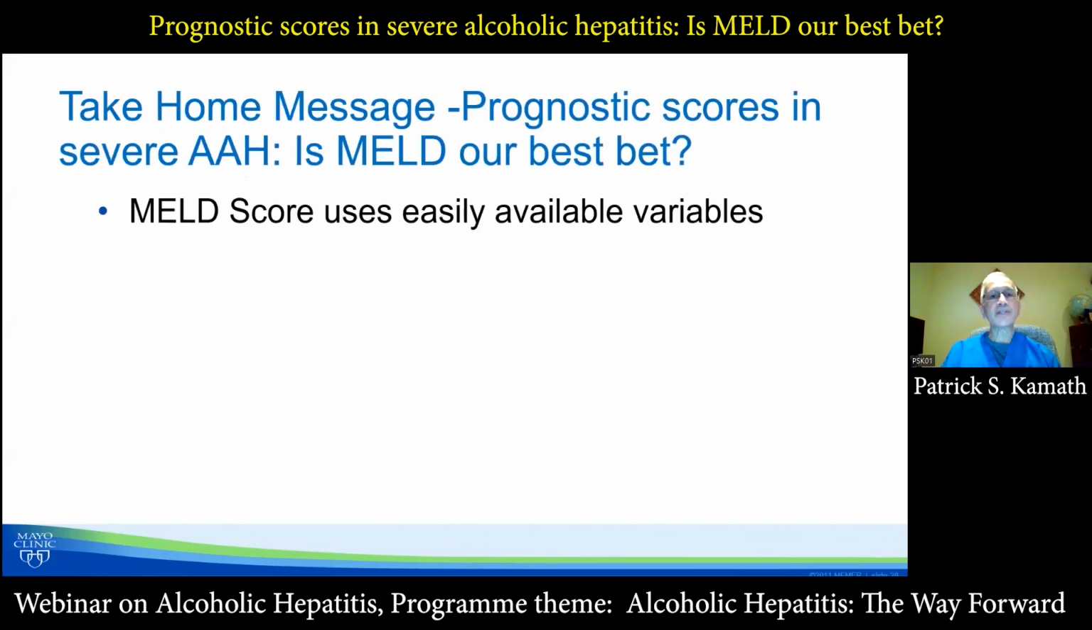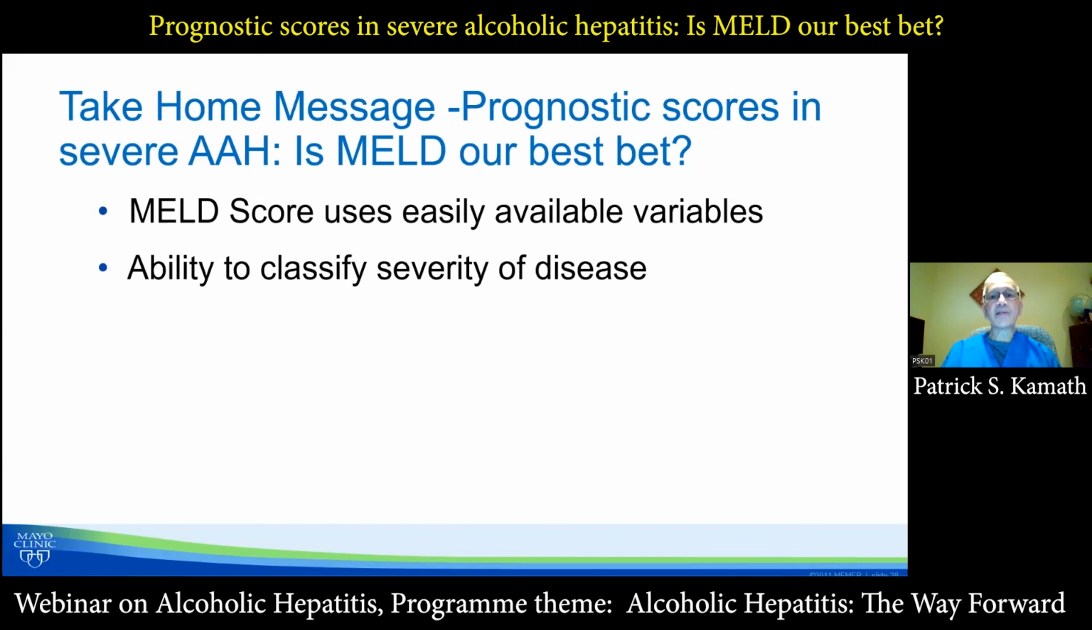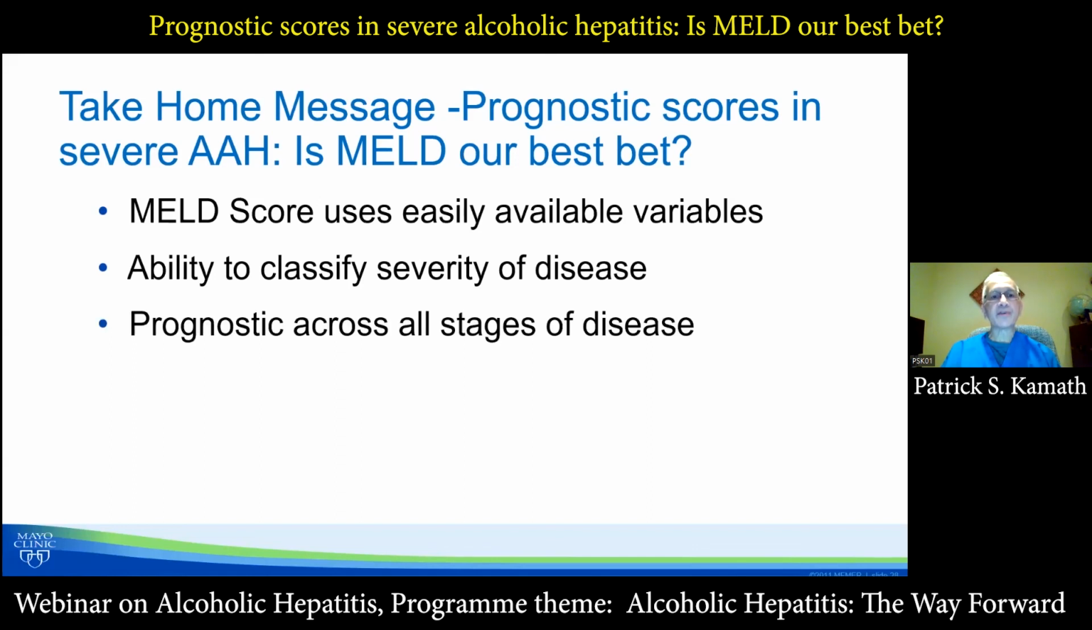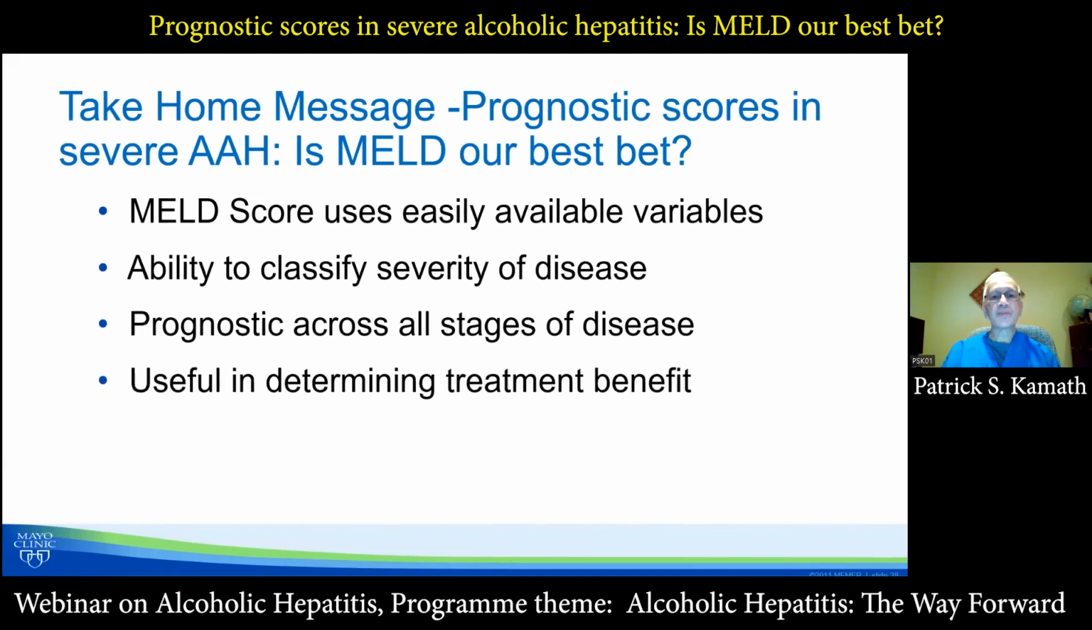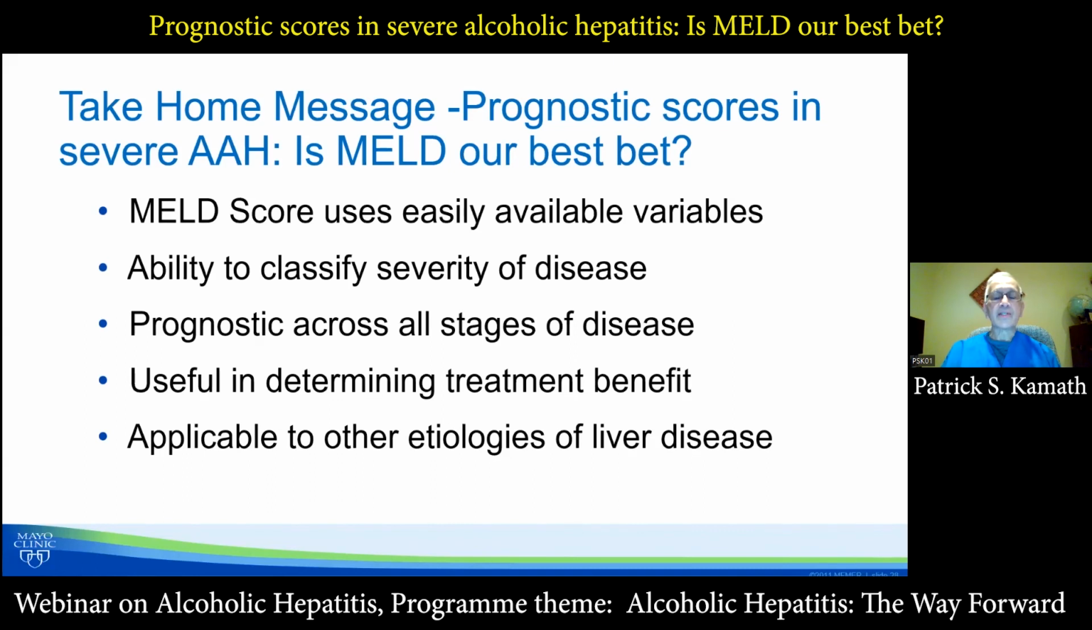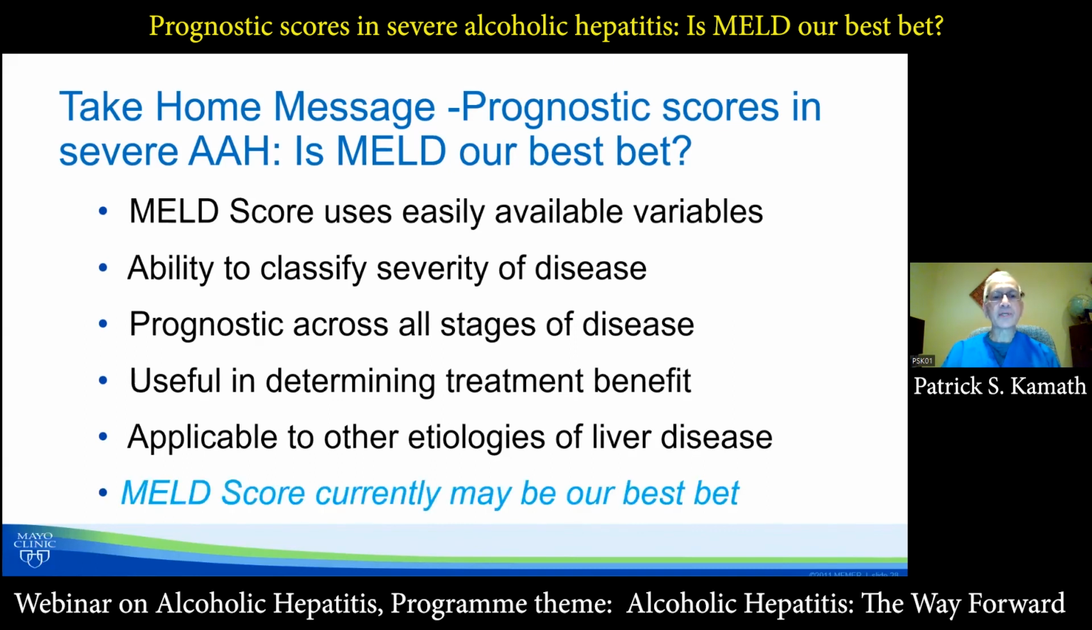So our take-home message, MELD score uses easily available variables. It's able to classify severity of disease, mild, moderate, and severe. It's prognostic across all stages of disease. It's useful in determining treatment benefit. And it's applicable to other etiologies of liver disease. And so perhaps MELD score currently may be our best bet.